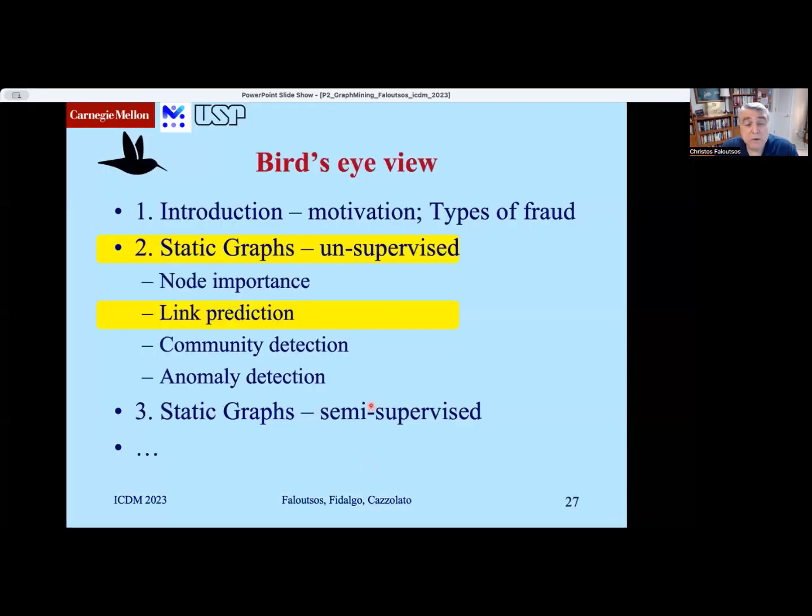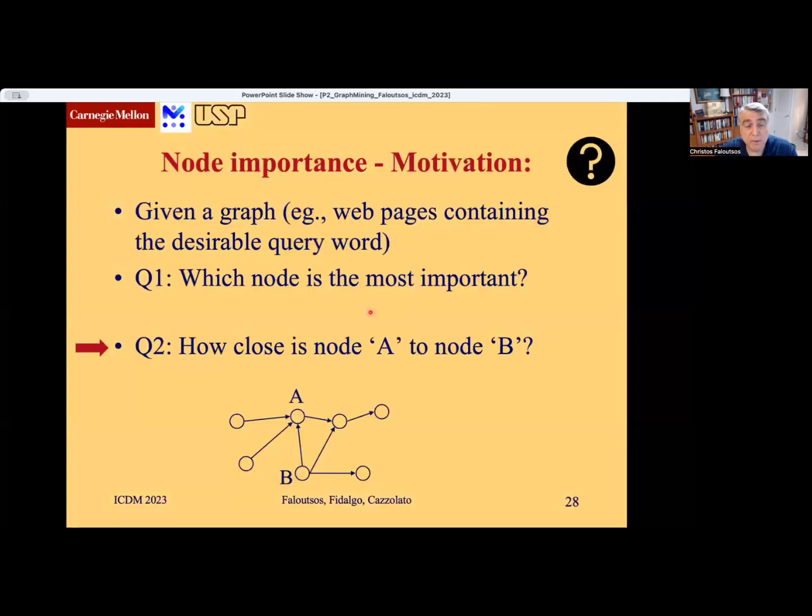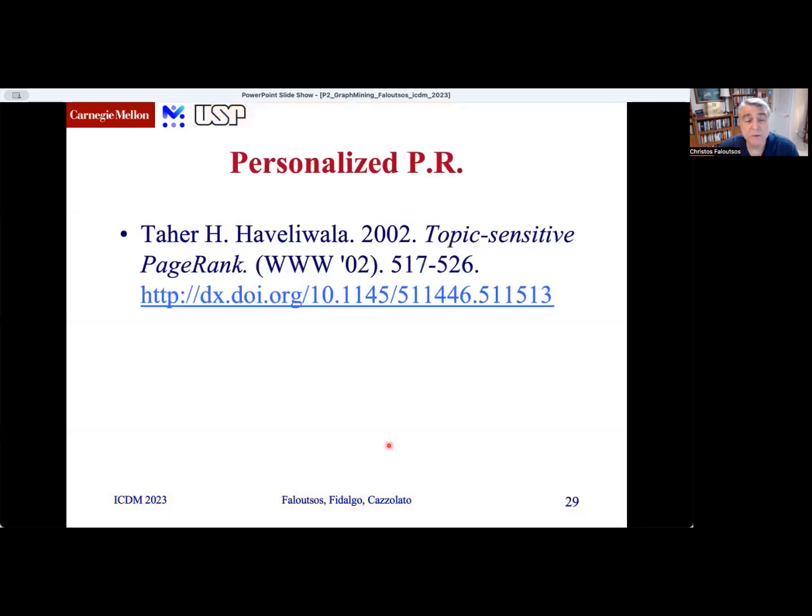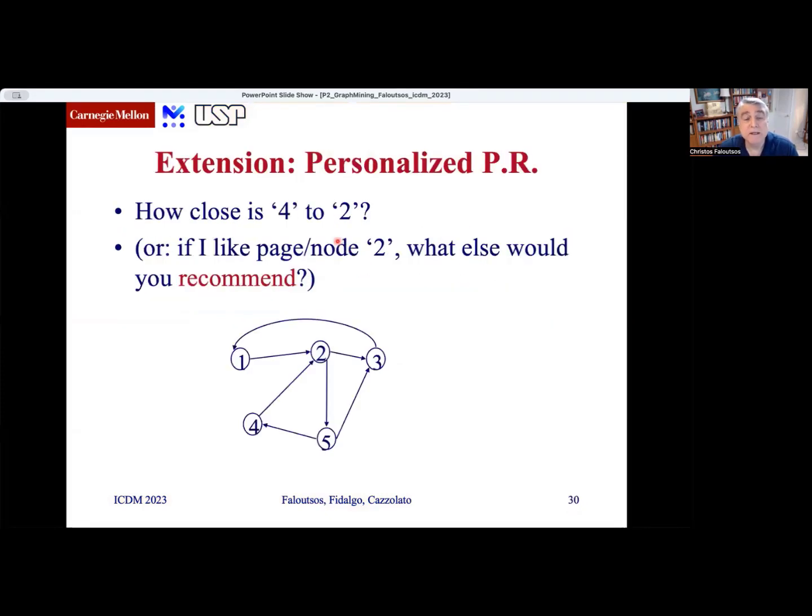Let's see how we can do the second problem, link prediction. The problem is, given a graph, things point to each other, web pages point to each other, or people follow each other on Twitter, or retweet each other's tweets, right? How close is node A to node B?